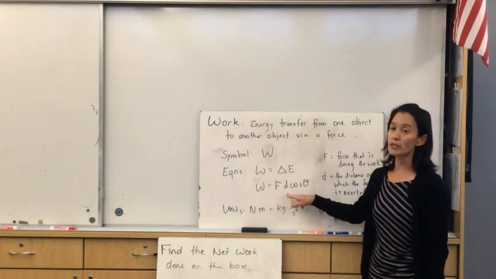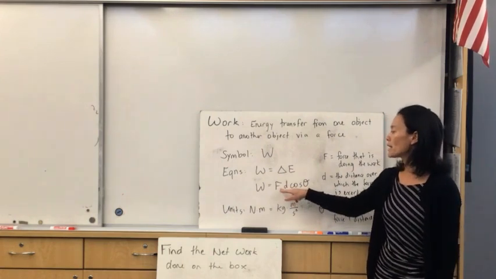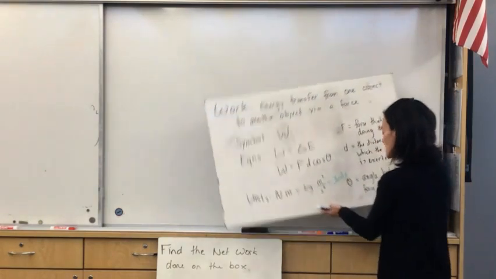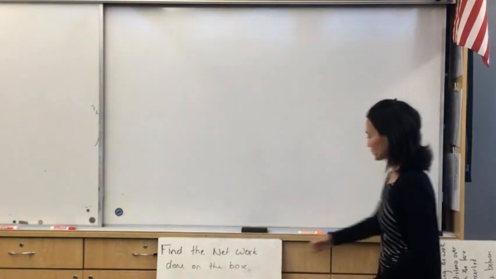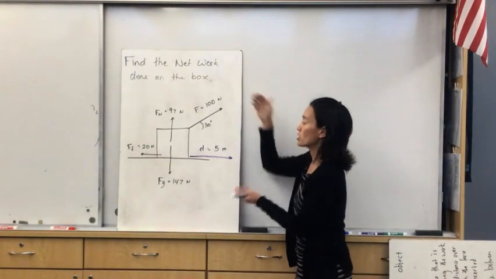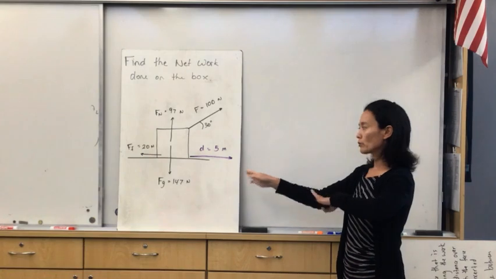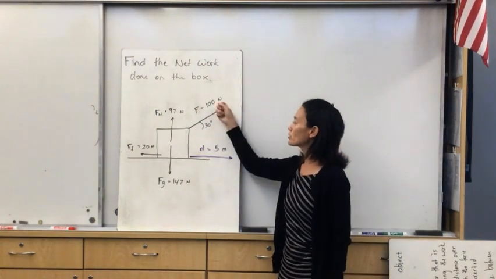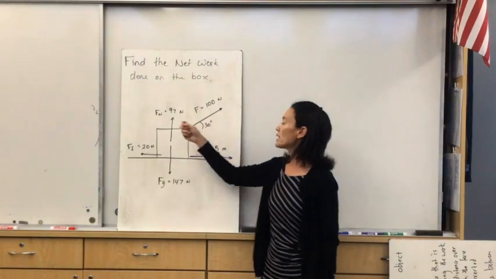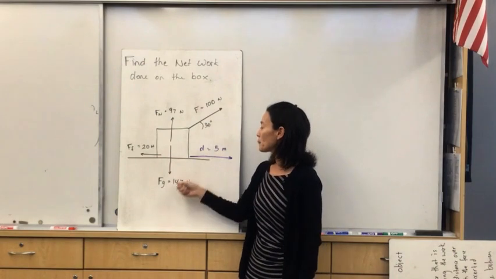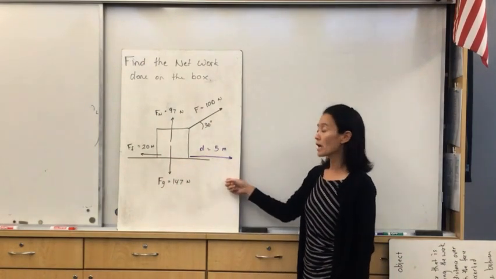I want to jump right into an example to make this idea of work being done by a force more concrete. You have this example in your workbook that says, find the net work done on the box. I've already done the legwork for you. I've given you a box. It has a pulling force of 100 newtons at an angle of 30 degrees. It has a normal force, a force of friction, and a force of gravity. And this thing is being pulled a distance of 5 meters.